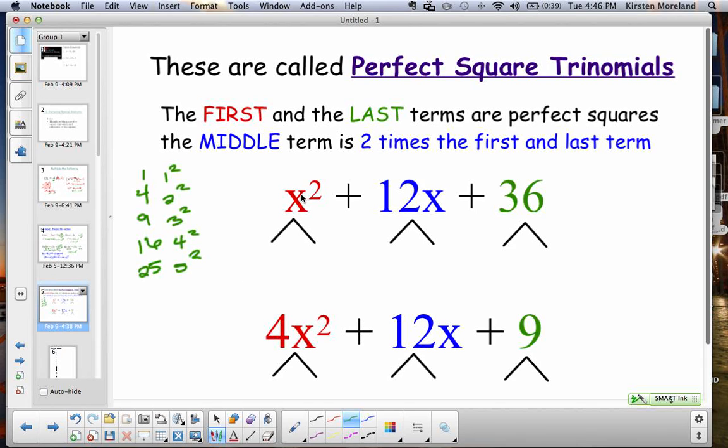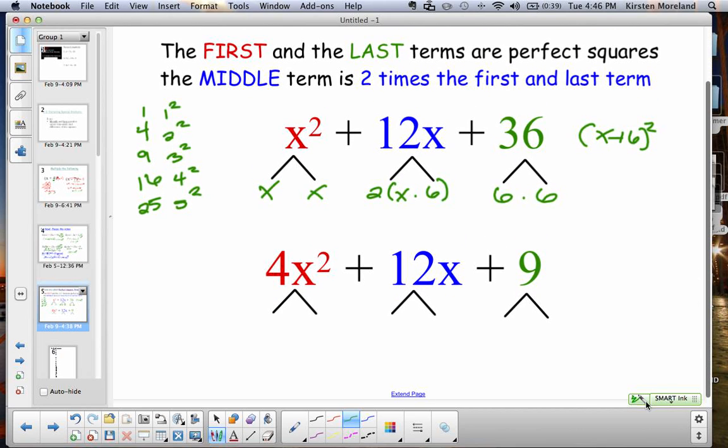So the first term, for example, this perfect square is just x times x. The last term is this perfect square, 6 times 6. To get the middle term here, it's really 2 times your first and your last. So it's really 2 times x times 6, which gives you 12x. So this would just factor to x plus 6 squared like we already saw, and we should know that once we get more used to these examples.